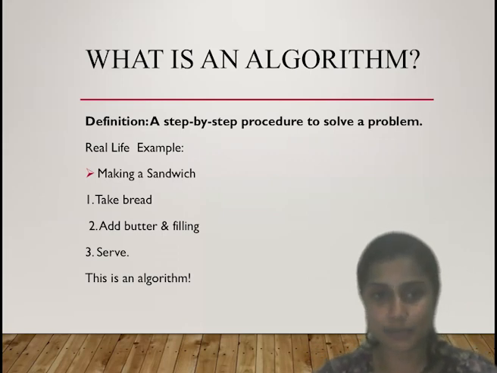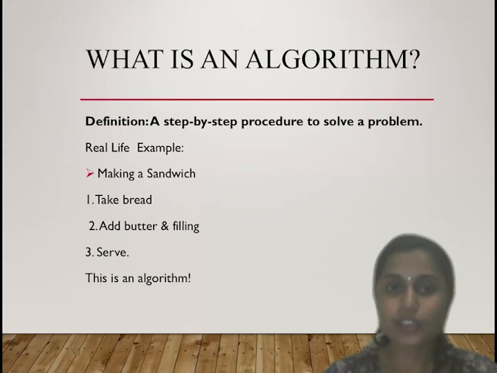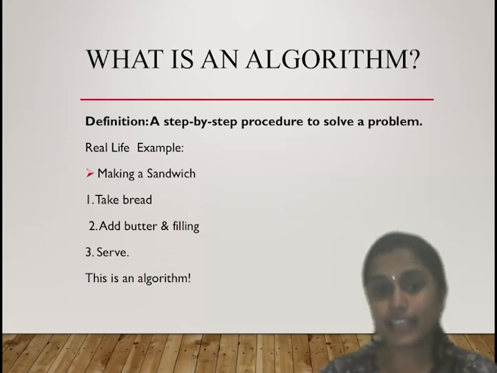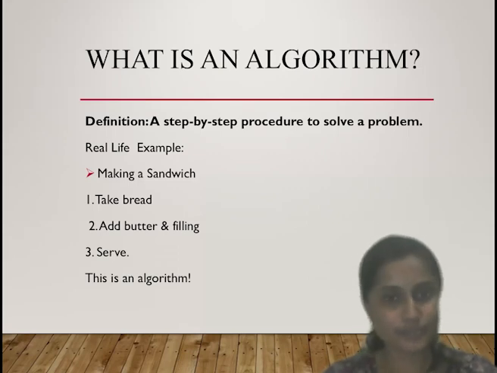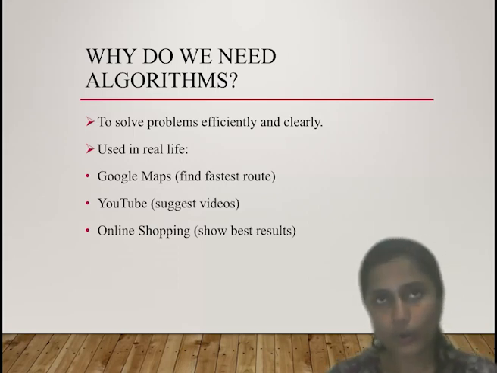Let's consider an example. Making a sandwich. This is our problem. Here, we want to solve this problem by making use of an algorithm. So, we want to create certain steps for it. First of all, take a bread and add butter and filling to it. Serve it. This is the algorithm for finding the solution. Here, after the execution of these steps, we got the final result as a sandwich. So, an algorithm in action must be clear, ordered, and come up with a result.